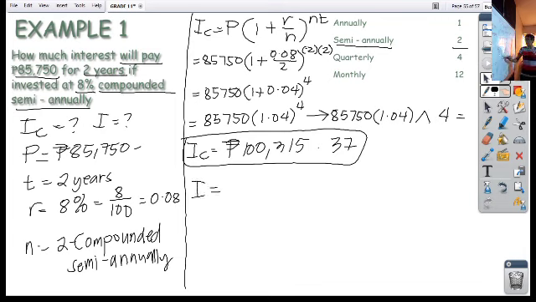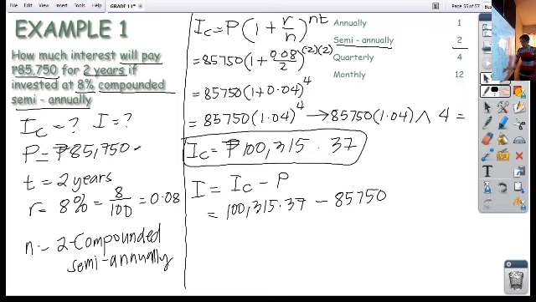The interest charge formula is equal to the compound interest minus the principal amount. So, the I sub C, which is 100,315 pesos and 37 cents, minus the principal amount, that is 85,750 pesos. Now, let us subtract that. So, 100,315 and 37 cents minus 85,750 pesos. So, the interest charge is 14,565 pesos and 37 cents.